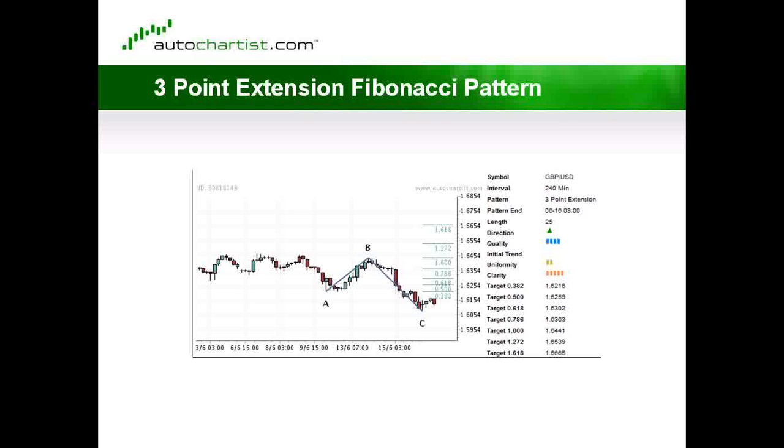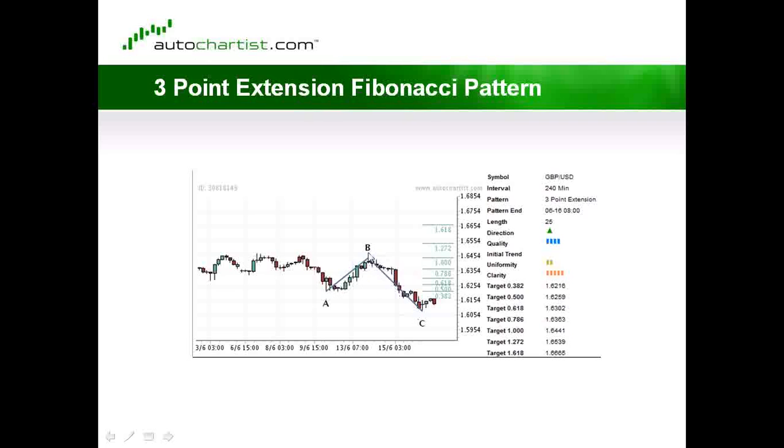Okay, now here's a picture of the 3-point extension pattern. What I showed you before was what we call the 3-point retracement pattern. With the 3-point retracement, when it was making point C, it stopped above this point A, for example, and started to turn up. With an extension, the low extends beyond the low, or if it was going up, beyond the high. So in this case, this B to C extends beyond this point A, indicating that there is a weak market.